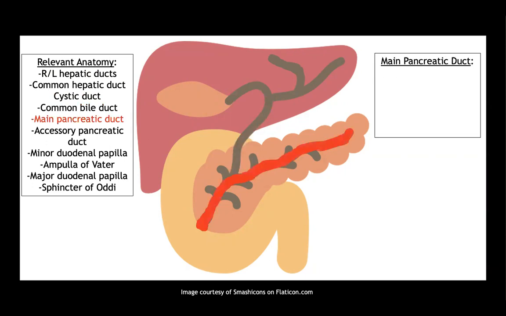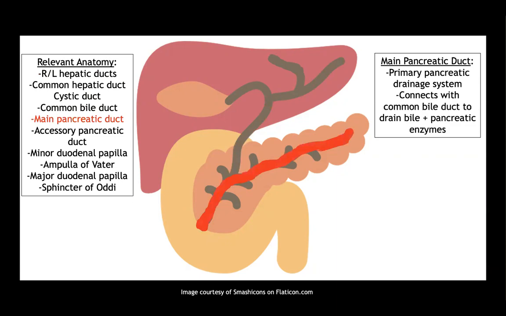That common bile duct will attach to the main pancreatic duct located throughout the pancreas. This is our primary pancreatic drainage system. And as we just said, it connects with the common bile duct. So in this region, you can not only have bile, you can not only have pancreatic enzymes, but you can have bile flowing through the distal part of this tract in this region.